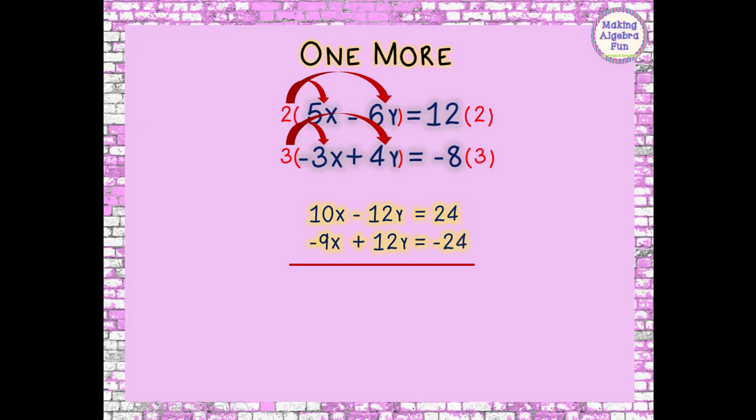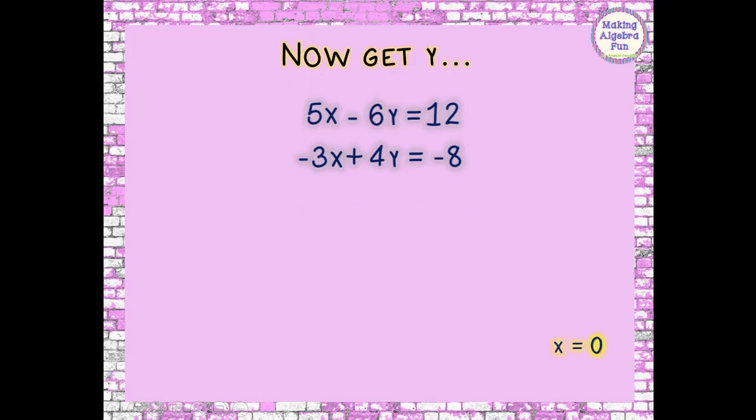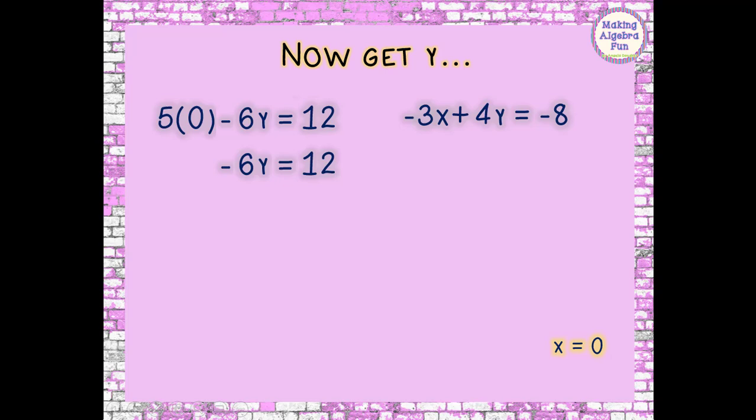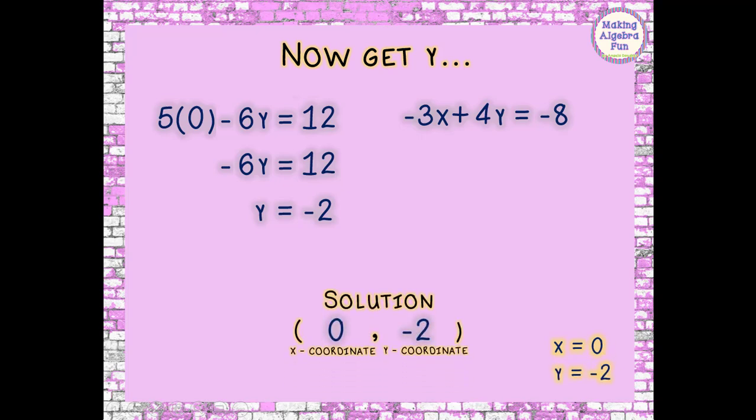So now we're all set because we can combine these. The 10x minus 9x is 1x. Negative 12y and positive 12y cancel. And it turns out so does 24 and negative 24. It gives us 0. So x is 0. Okay, so we have one of the two coordinates that we need. Now we just need to go back and get y. Either of the two original equations will work. You sub in 0 for x. 5 times 0 is 0, and we can drop that. Divide by negative 6 and you have y. So we write our solution: x is 0, y is negative 2.